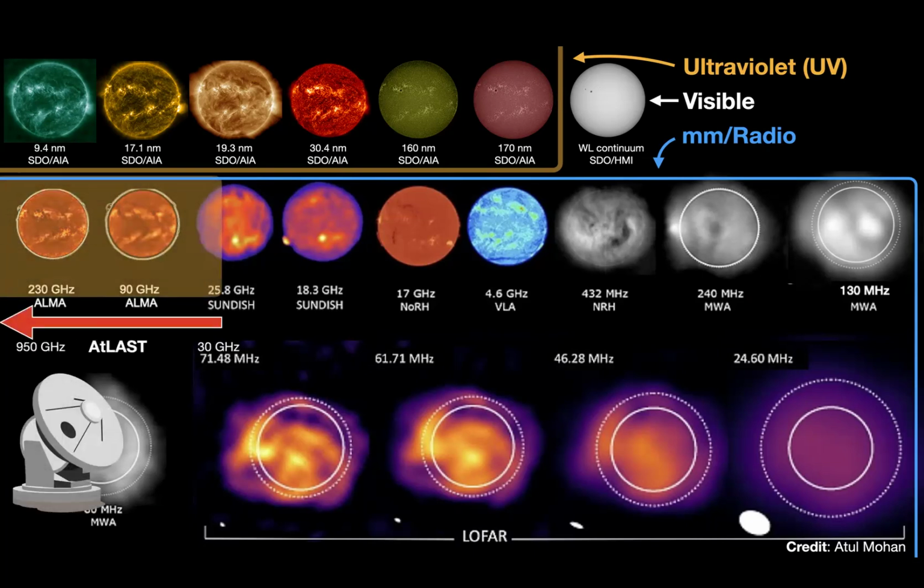So if you add AtLAST to this, it would cover a frequency range from 30 to 950 gigahertz. It would overlap the frequency coverage of ALMA, but at least not as of yet, ALMA does not offer solar observations at its highest frequencies, but that is something we would hope AtLAST would provide. So we would have to extend its range far outside of this plot.